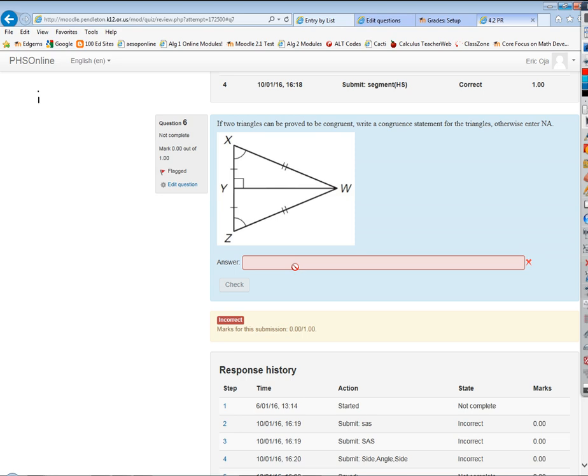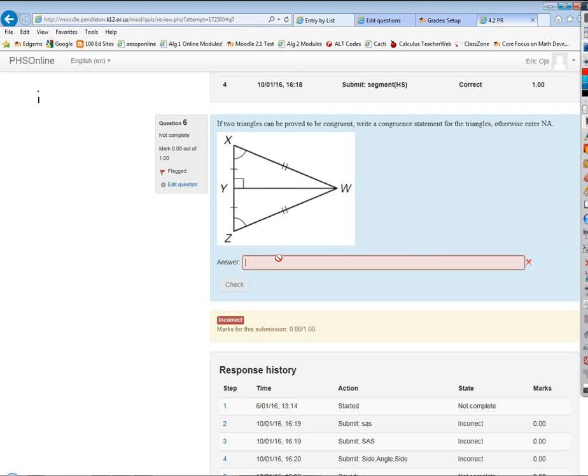Yeah. So if you put in triangle XYW is congruent to triangle ZYW, it didn't take it? That would be SAS, right? And I tried it with capitals. Oh, no, you shouldn't have to. So that one's messed up. Yeah, just turn it in, I'll fix it.